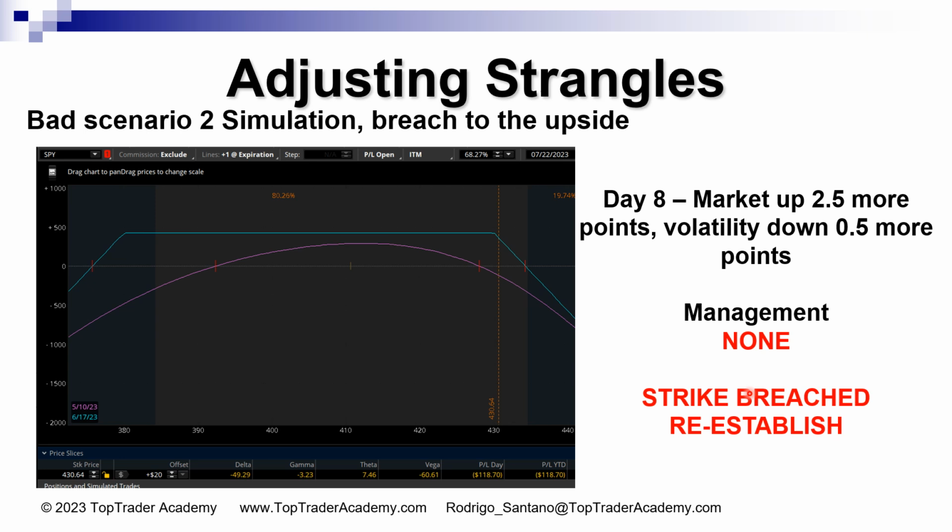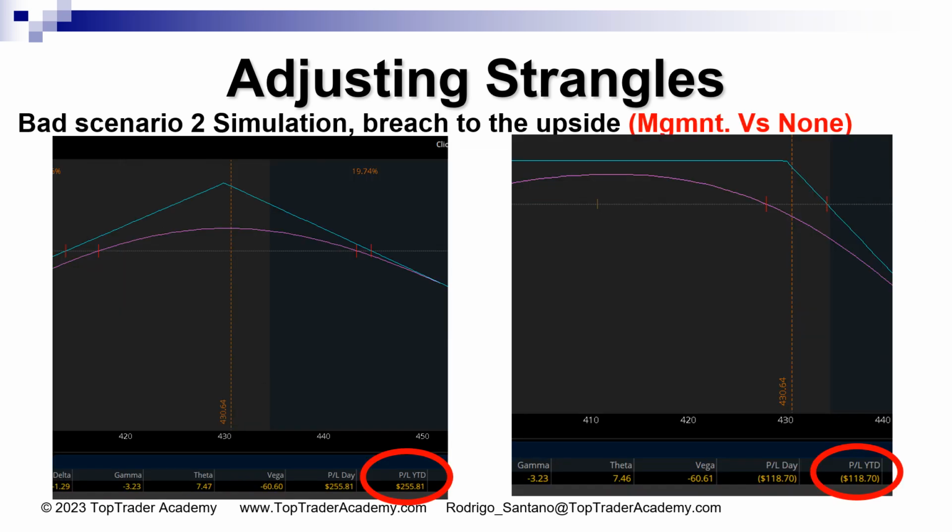The intent is to have a little bit of short delta to compensate for the volatility increase if the market goes down, like we saw in the previous scenario. We were way off doing the adjustments either to the downside or to the upside. In both scenarios, it worked. Now, these are bad scenarios. Ideally, the market didn't move much and you just ride the curve up and you do very little adjustments. So again, if you adjusted, you made $255.81. If you did not do anything, you lost $118.70.